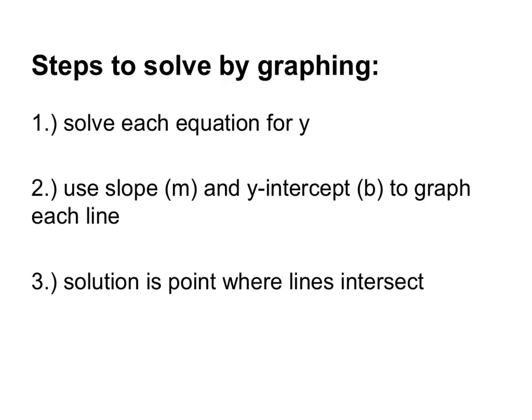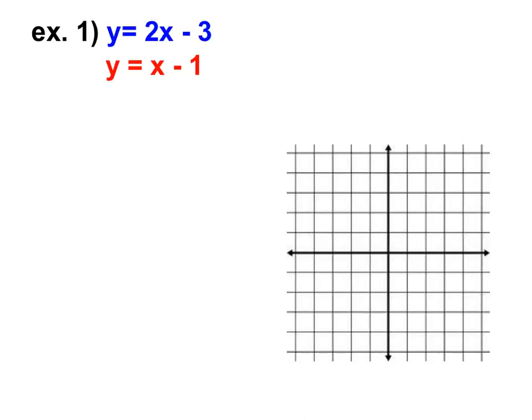These are the steps to solve by graphing. Number 1, solve each equation for y. Today you're only going to see equations that are already solved for y, so you really won't need this step. But you have to make sure everything's in y equals mx plus b form. 2, then you're going to use your slope and your y-intercept to graph each line. And 3, the solution is the point where the lines intersect. So you're always looking for the place where the lines cross. That is your solution.